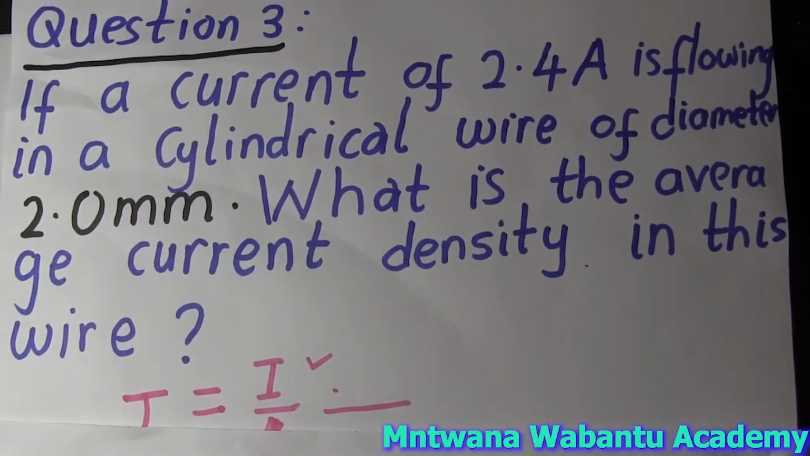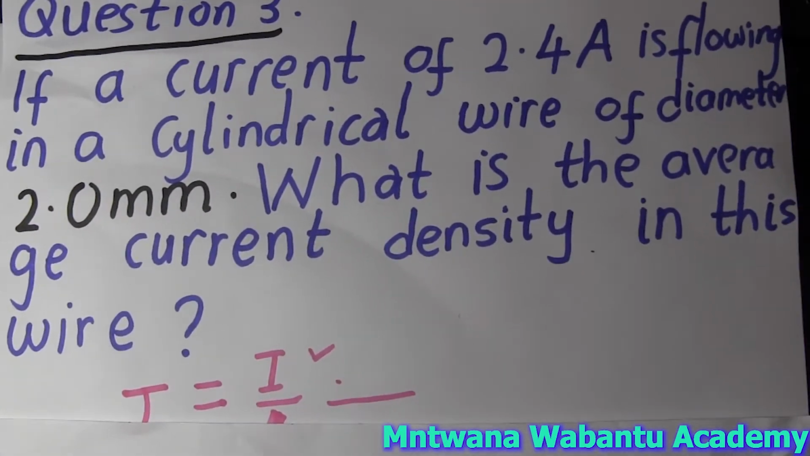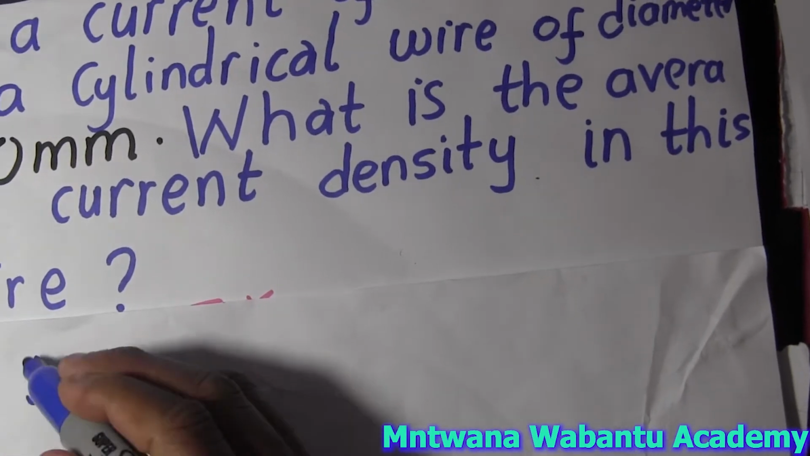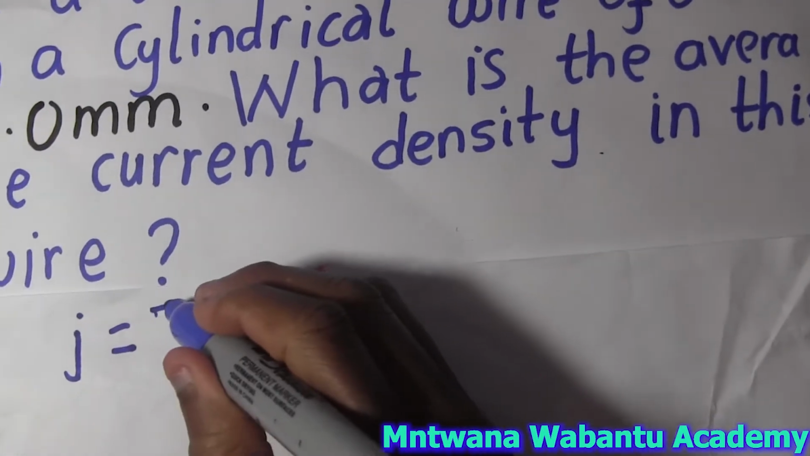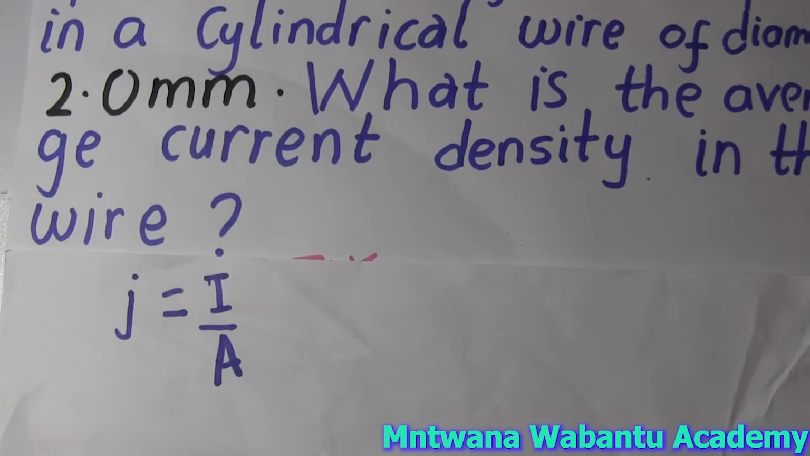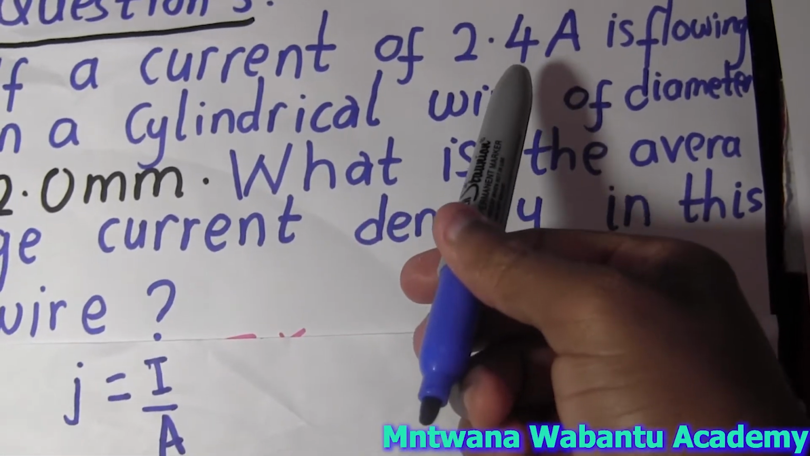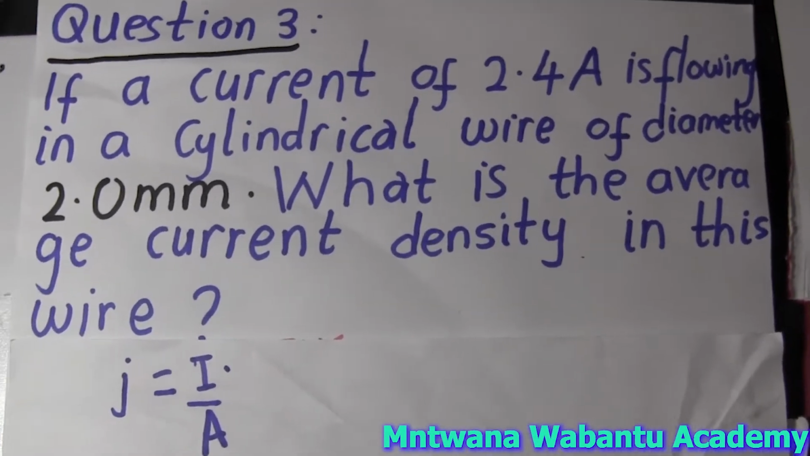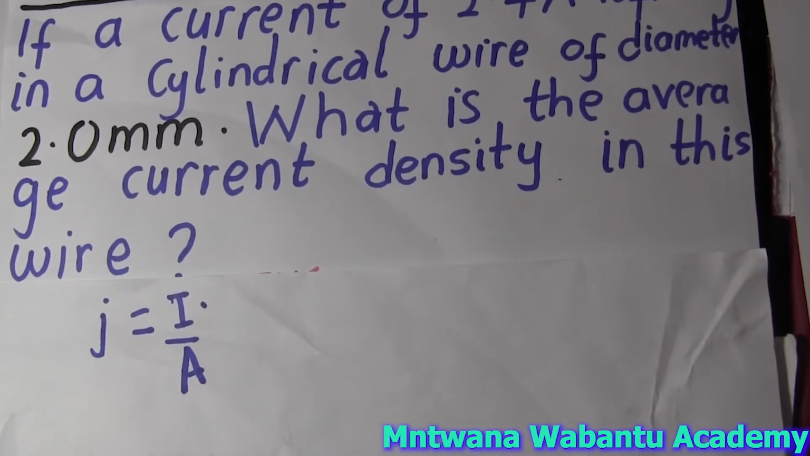So this is one of the easy questions. So how do we solve this? Okay. So average current density we represent by using this letter here, J, equal to current flowing over that area, the cross section area. So we see the current flowing is given here, equal 2.4 ampere. Now how are we going to get cross section area? Cross section area is very, very easy. Let's break down the cross section area first.